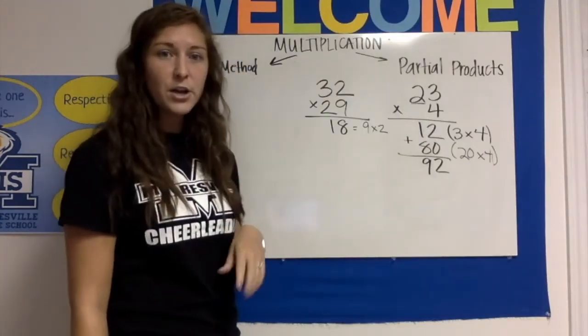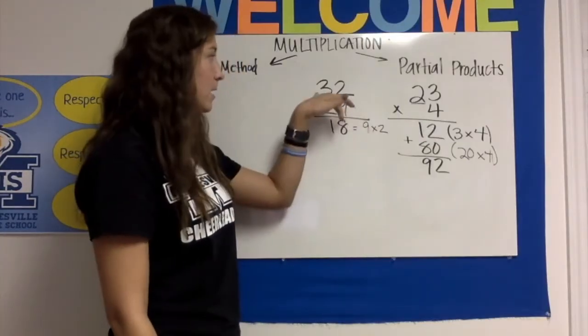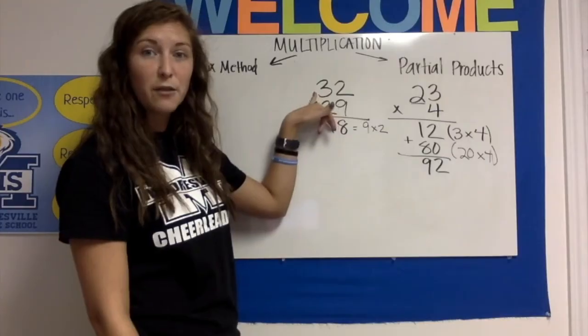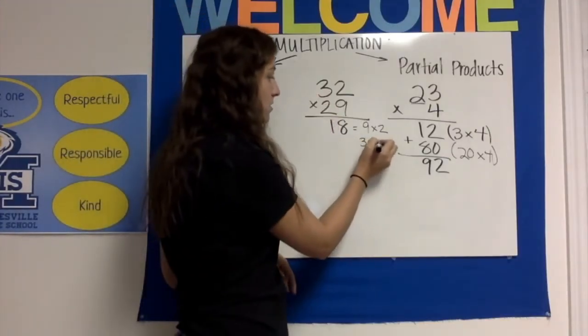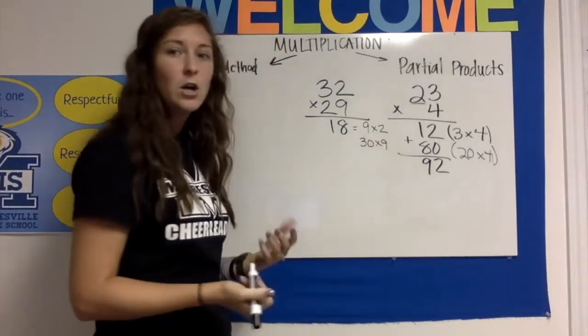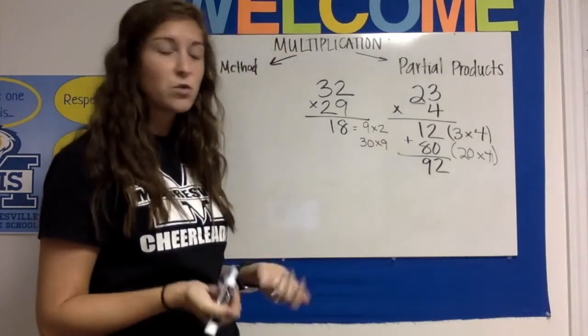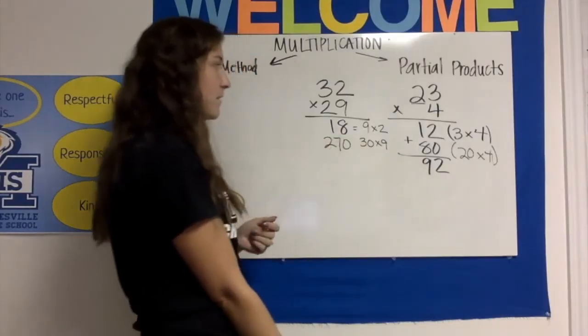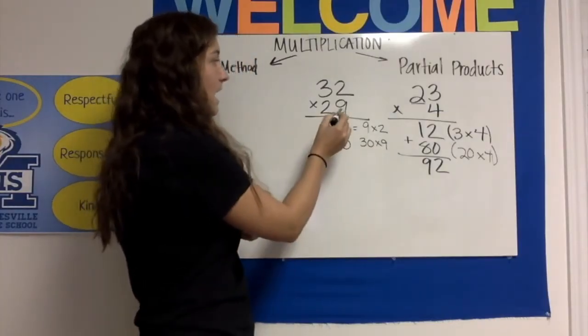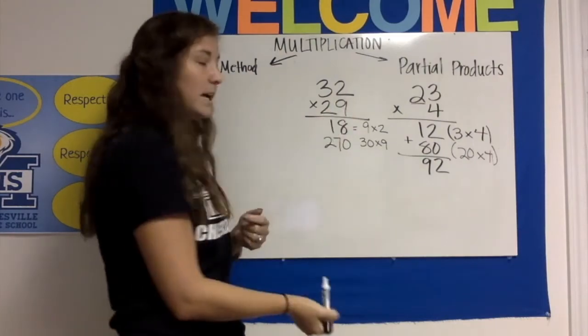Then I would need to go 9 times the value of that 3 right there. It's in the tens place, so the value of that 3 is 30. So 30 times 9. Well, I know 9 times 3 is 27. I have to add that 0, so I have 270. I have done 9 times 2, 9 times 30.